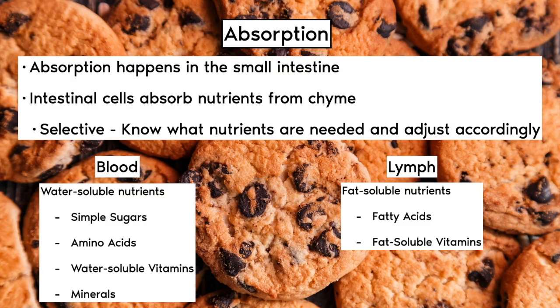And then once you've absorbed your nutrients in the small intestine, your water-soluble nutrients will travel through the blood to be distributed to cells. So that's your simple sugars, your amino acids, your water-soluble vitamins, and your minerals. And then your fat-soluble nutrients are going to travel through the lymph system to be distributed to the cells. And those are things like your fatty acids and fat-soluble vitamins. So the most important thing is that the majority of absorption happens in the small intestine, which is incredibly well suited for this task.